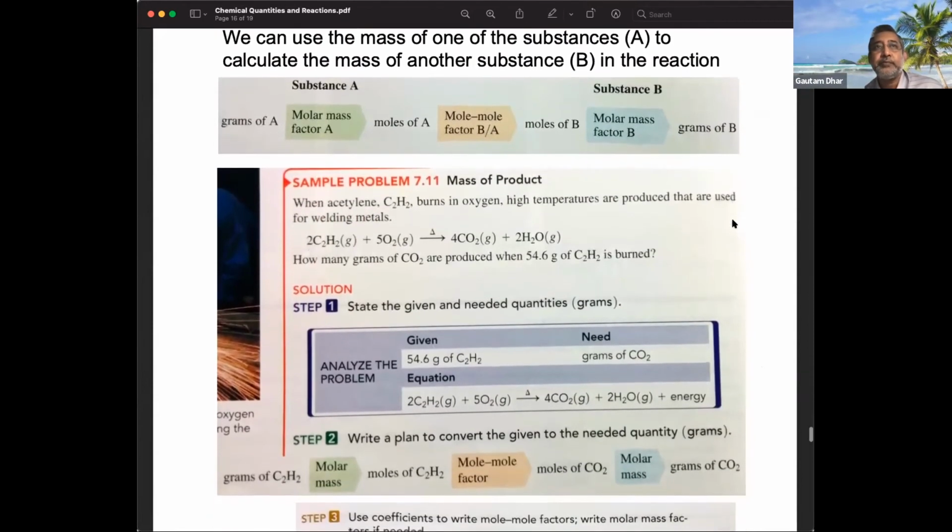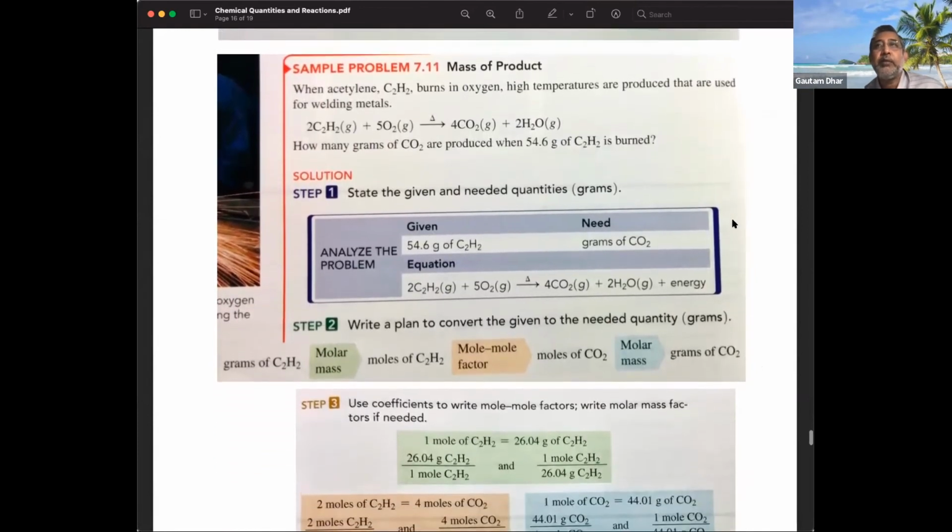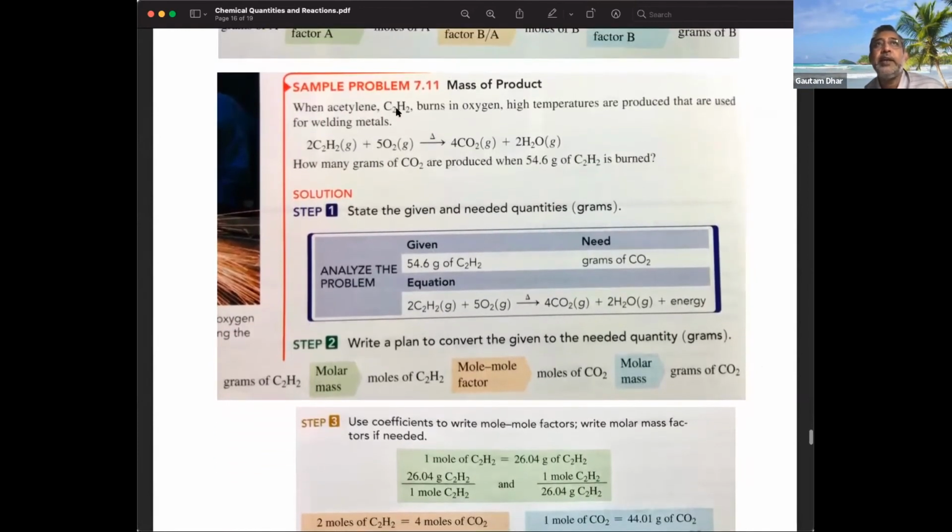That's all. Okay. So here we have a question that acetylene, the C2H2, burns in oxygen, and is used for welding metal, oxyacetylene flame. The equation is given to you. If not, you have to balance it. Make sure that it is balanced. Now, with this balanced equation, the question is how many grams of carbon dioxide are produced? That means grams of carbon dioxide, the product, is produced from 54.6 grams of acetylene.